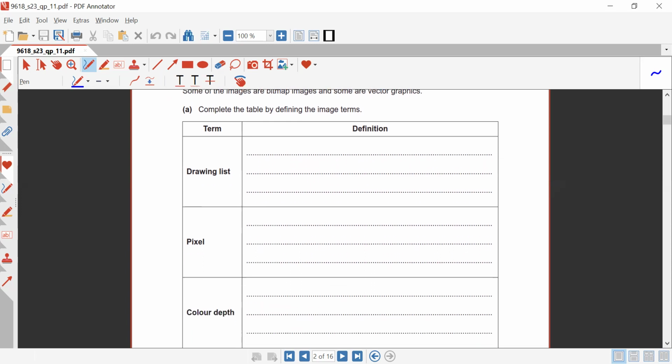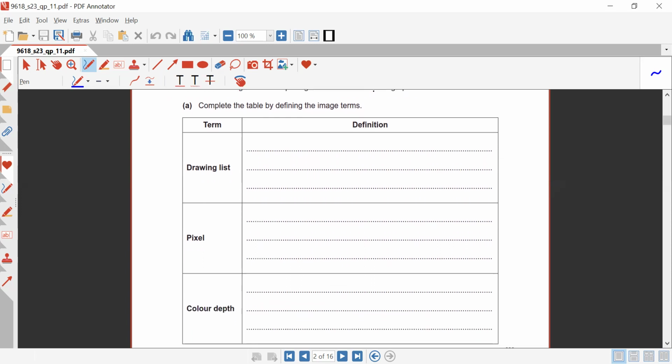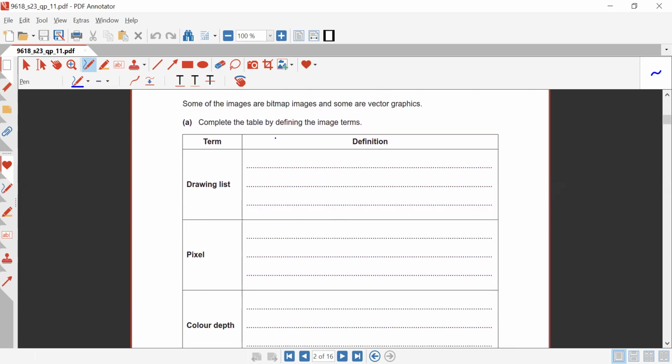Okay, now number one, drawing list. So what is the drawing list? It is the list of all the objects that will be utilized in a particular image. Okay, so you can write it down. List of all items in an image.